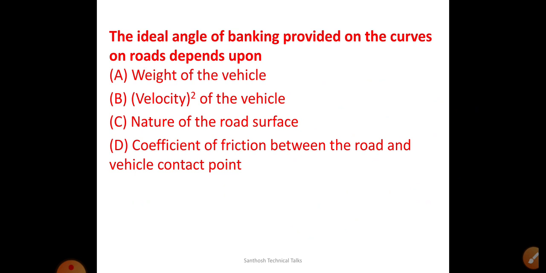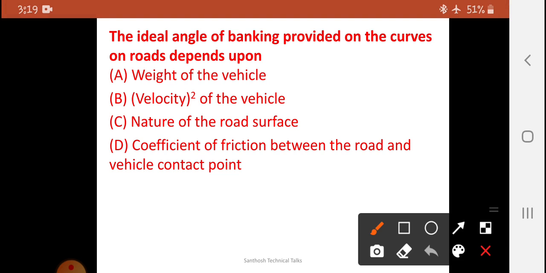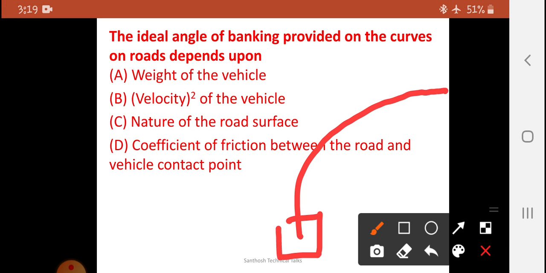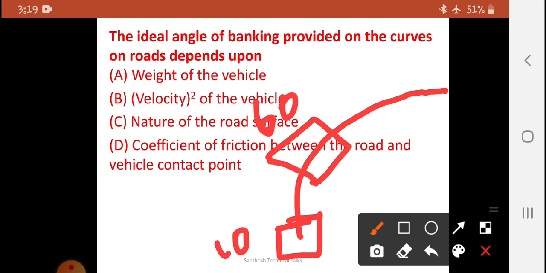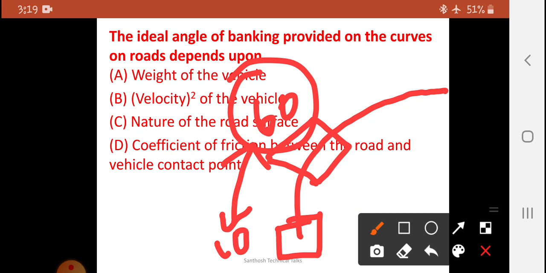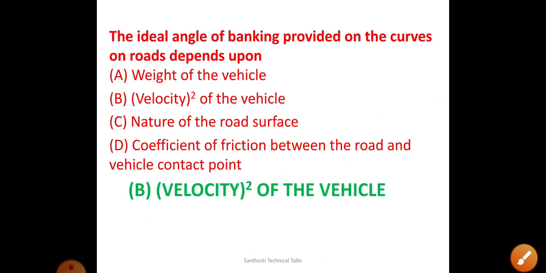Next, a superb question. The ideal angle of banking provided on the curve on the road depends on the velocity square of the vehicle. For your information, if we are sitting on a bike on a curvy road moving at 10 kilometers per hour, the angle of banking is a bit lower. When we are moving at 60 kilometers per hour, the angle of banking will be more at the higher velocity. Please understand this. At 10 kilometers and 60 kilometers per hour, the angle we use in turning is larger at higher speed, therefore it depends on the velocity square of the vehicle.